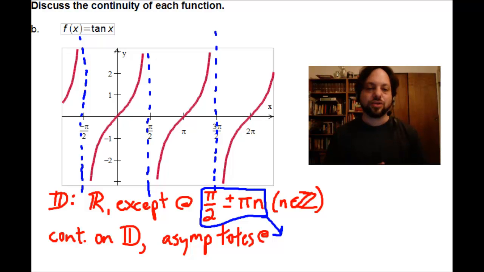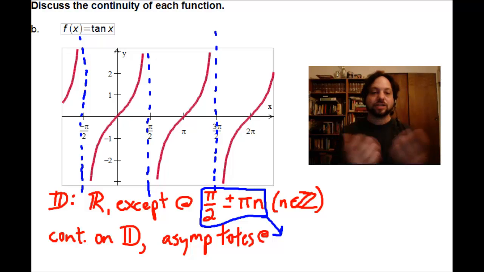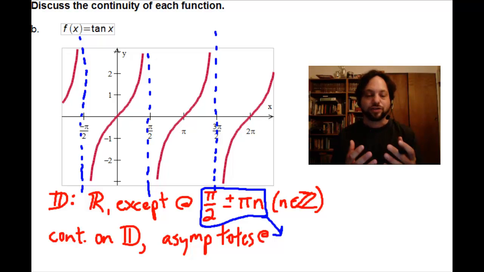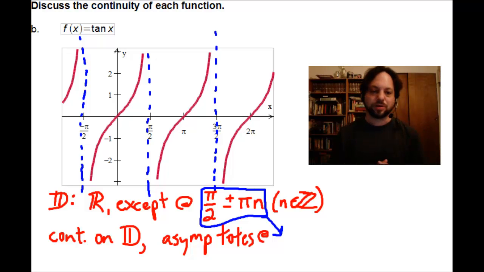So there's the continuity of the tangent function. All right? Its domain is all real numbers except for those asymptotes, which exist at pi over 2, plus or minus pi times an integer number in any direction. So hopefully that makes sense to you. Go ahead and try C on your own before we get to it together. But I love example C, so we're going to jump into it right now.